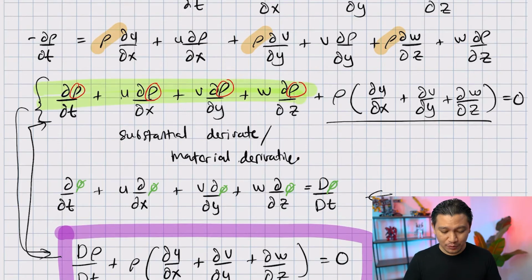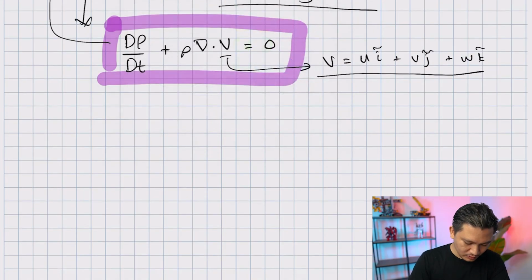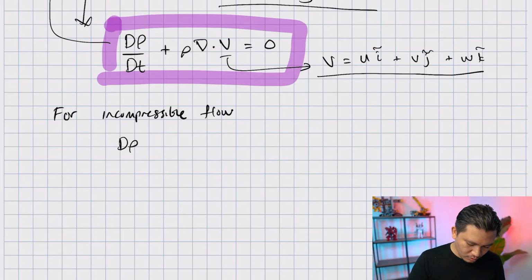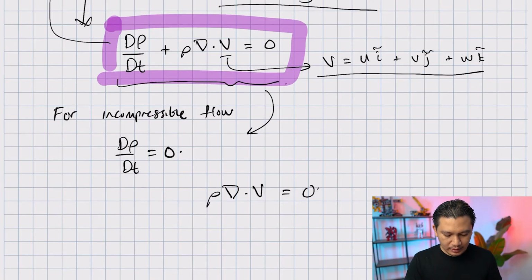Okay, one more thing. Let's see what happens if the flow is incompressible. If the flow is incompressible, so let's write here for incompressible flow. What happens in incompressible flow is that the density never changes. Okay, so D rho over Dt is equal to 0. And you end up with this term only, rho times del dot v equal to 0. Okay, so from this term, we know that the D rho over Dt is 0. So you end up with this equation.